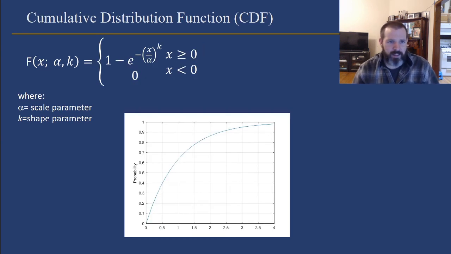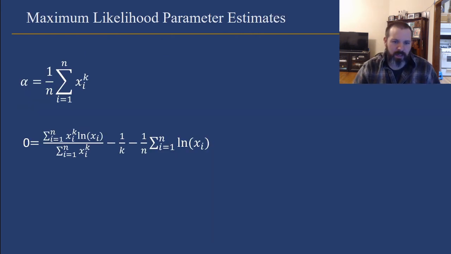Here we have the CDF. Again, the CDF only exists for positive values. It is a positive distribution. And since it's based on a scale and shape parameter, we can't just use descriptive statistics. We need to use the maximum likelihood parameters to estimate our shape and scale parameter, alpha and k. Again, we have two equations and two unknowns, but we have to solve these things in unison so that we can get our shape and scale parameters.